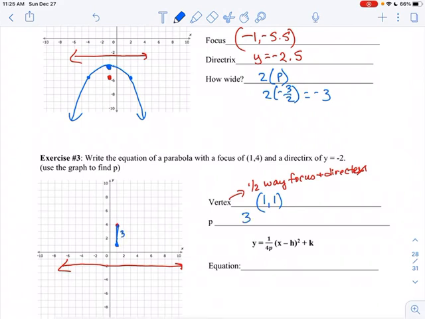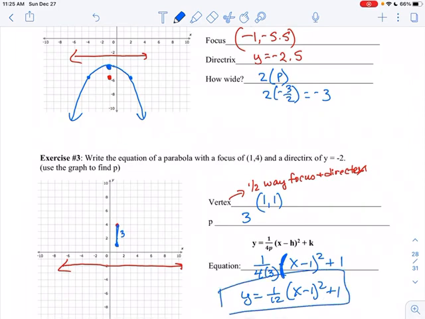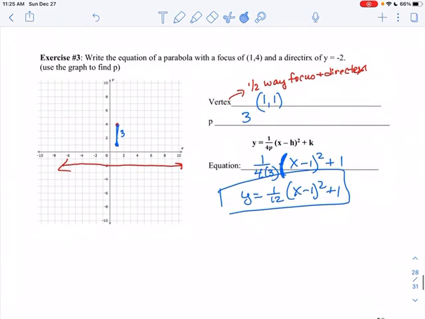And I can write my equation. So my equation is just going to be 1 over 4 times 3, times (x minus 1) squared plus k. So that's really just going to be y equals 1/12 (x minus 1) squared plus 1. Done. Kind of cool.